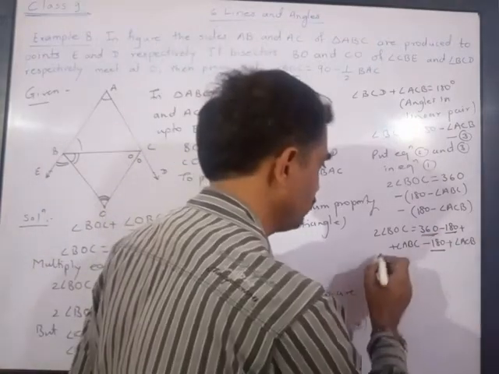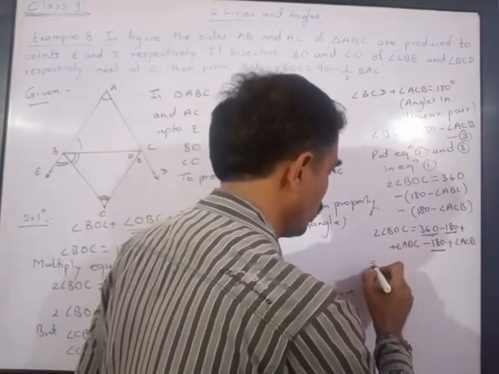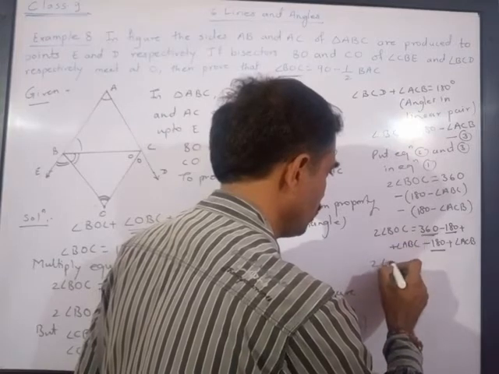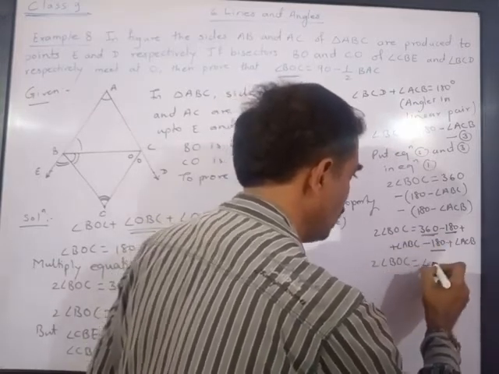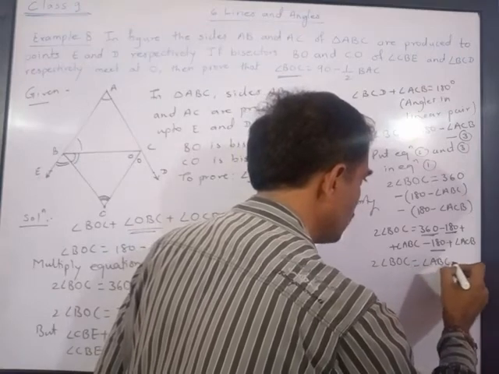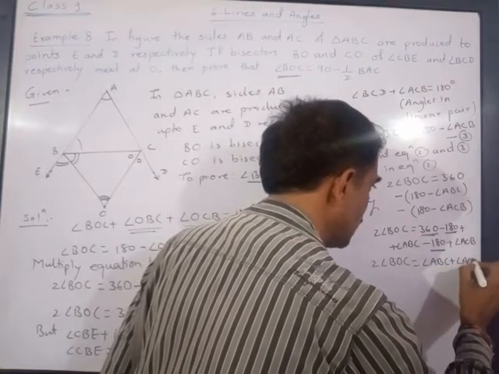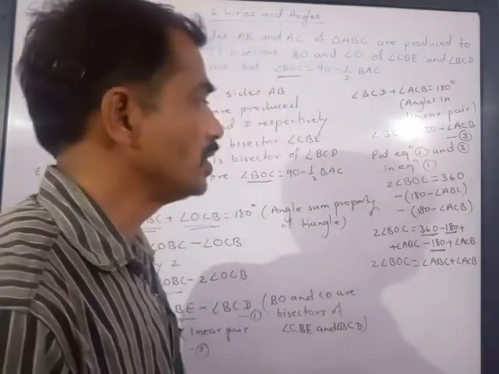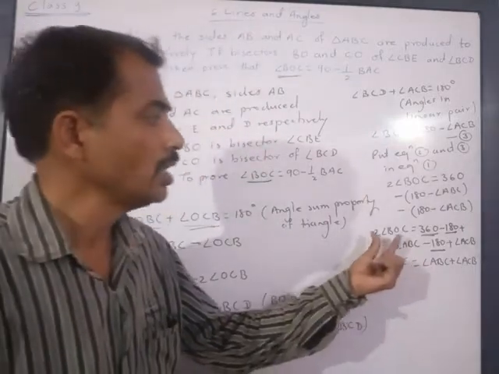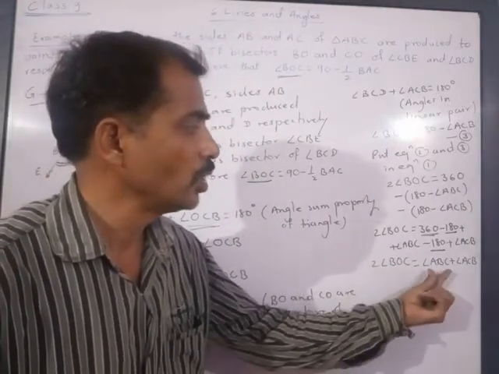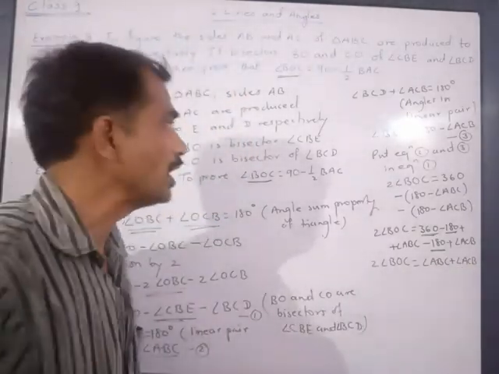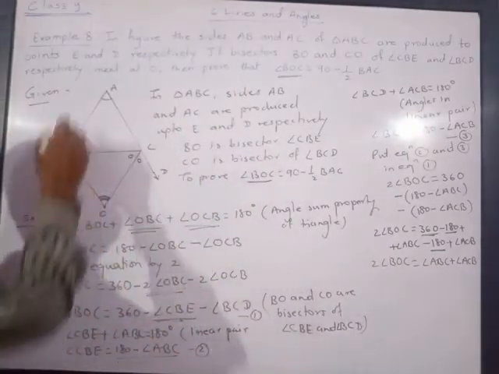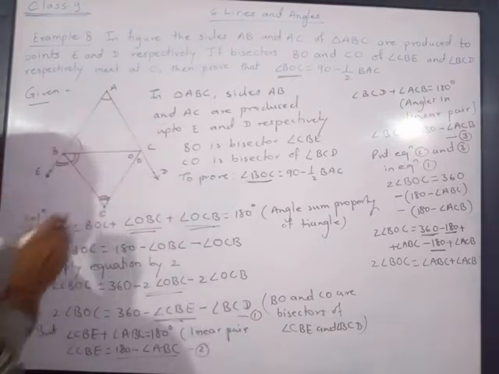So I will get twice angle BOC is equal to angle ABC plus angle ACB. Watch carefully, see what I have got: twice BOC is equal to ABC plus ACB. Now look at the figure again. I have got ABC plus ACB.